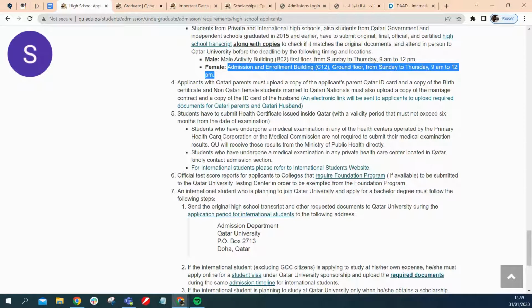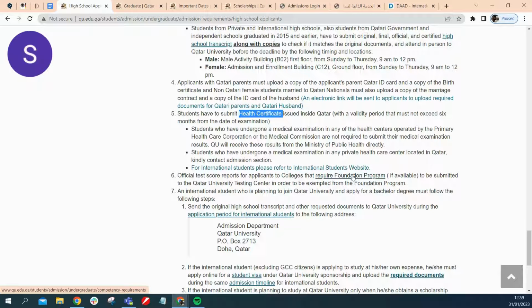I also think it is worth noting that you would need to have a medical examination. So you need to have a health certificate. This is what I'm looking at, number 5, a health certificate, which is also important. Also, number 6 says official test score report. Like I said before, when I was going through the courses, some courses require a foundation program. So do well to check if your course is among them. And if not, then you don't have to do anything about it.